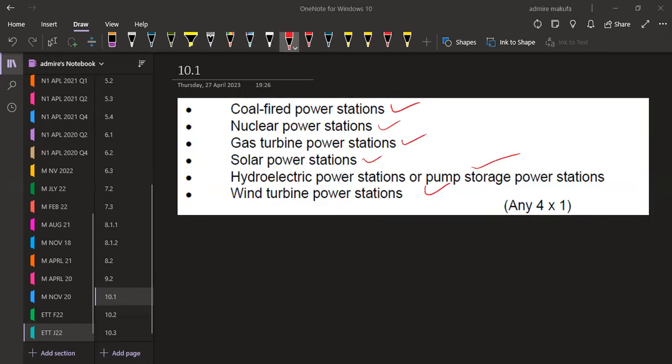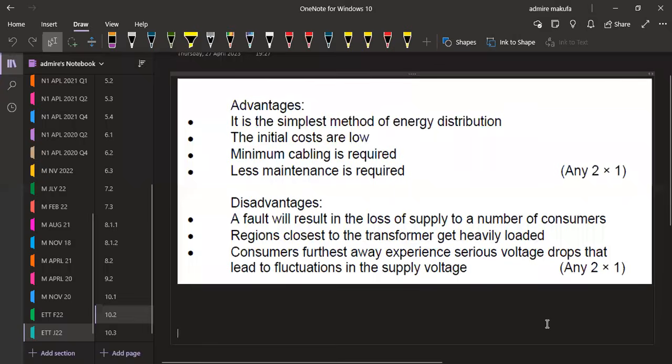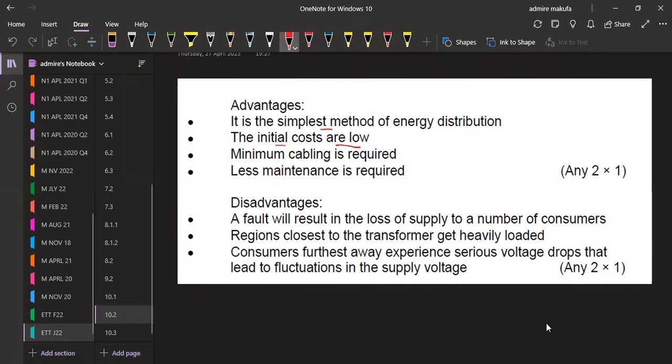That was the requirement of the question. All right, the other part of the question, 10.2, is to list 2 advantages and 2 disadvantages of a radial feeder system. So take note, advantages and disadvantages of a radial feeder in this case. The advantages are that it is actually the simplest method of energy distribution. The initial costs are low. The minimum cabling is required. Less maintenance is required. But we also have some disadvantages. Any 2 from this part, we can pick any.